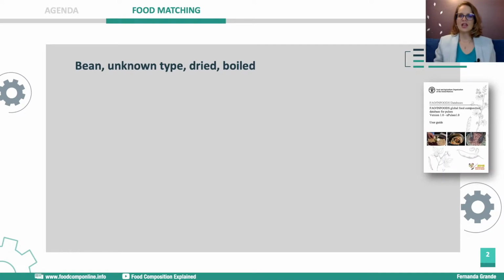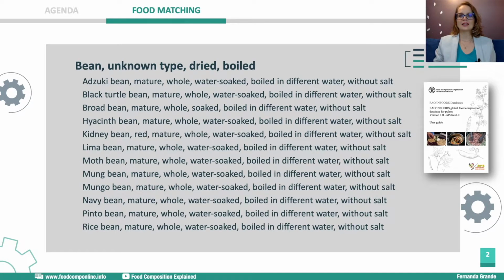and that we need to match this food to another one in a food composition database. So I took the FAO INFOODS Global Food Composition Database for pulses and selected all the foods that could match the food described in our hypothetical survey. So I found 12 different types of dried, or also called mature beans, in this case they mean the same, that were also boiled.